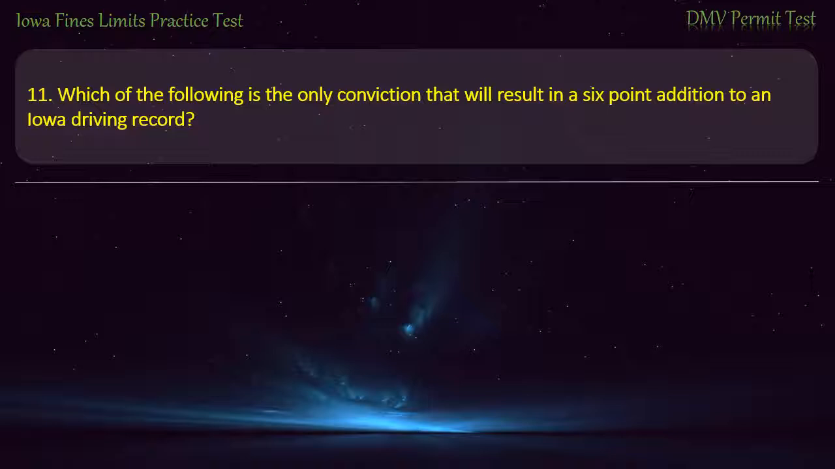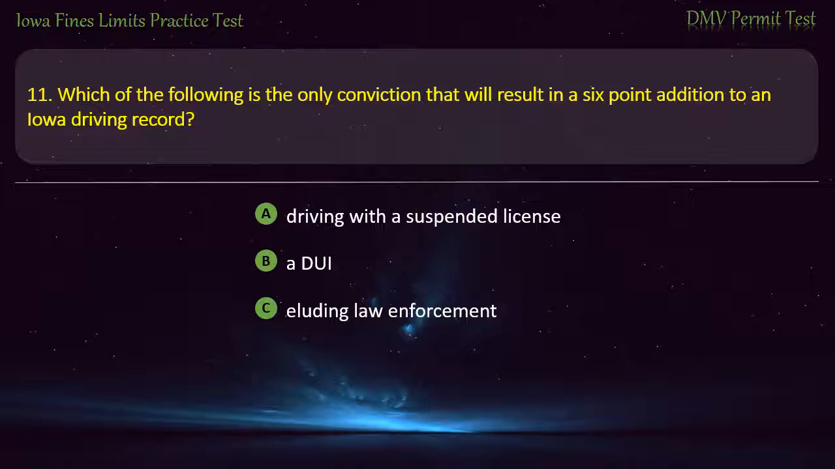Question 11. Which of the following is the only conviction that will result in a 6-point addition to an Iowa driving record? Driving with a suspended license. A DUI. Eluding law enforcement. Vehicular manslaughter. Answer. Vehicular manslaughter.